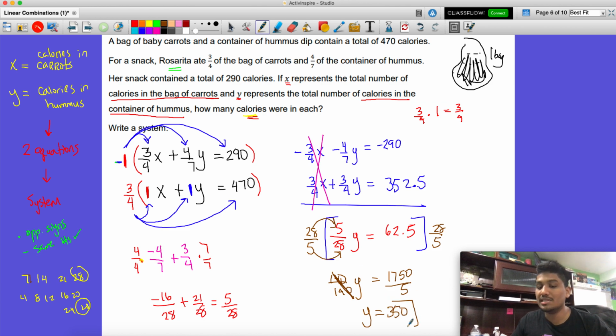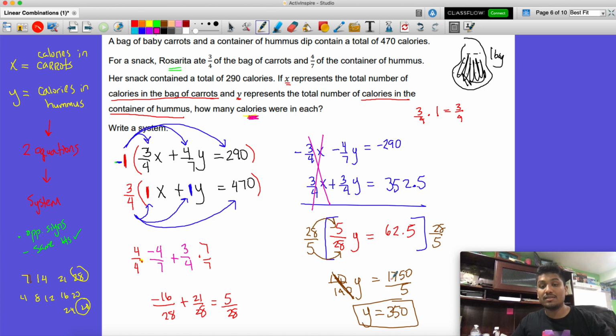So what does this even mean? I mean, by now, after like 10 minutes, you're probably like, I don't even care. But if you go back, the question was, how many calories were in each? And this is just a Y. So Y was calories in hummus. So it's 350 calories in the hummus.